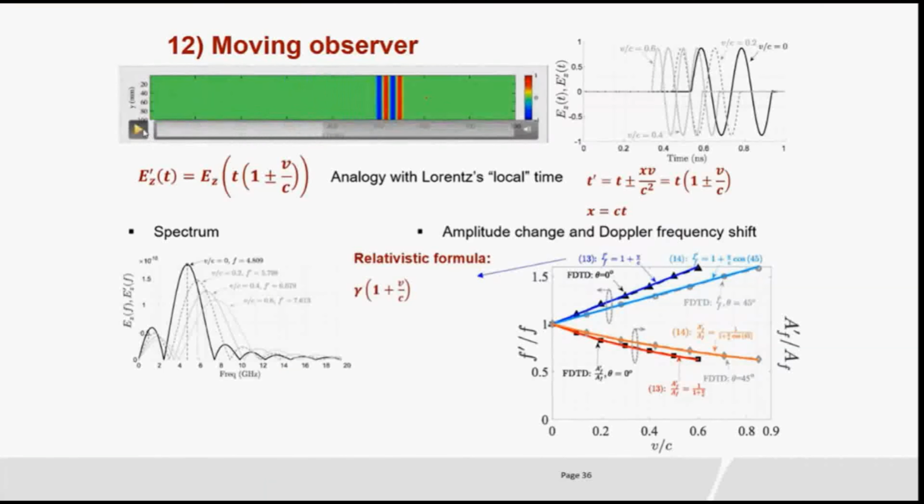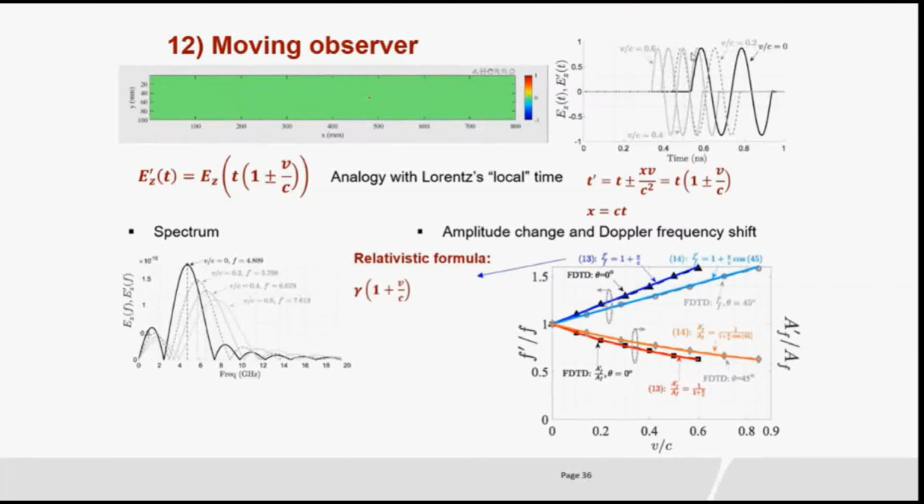This is how we save the fields, and we can plot the signal we receive at the observer point for different velocities of the observer. The black curve, the first one, is for v equals 0, so v over c equals 0. Then we have v over c equals 0.2, then v over c equals 0.6.